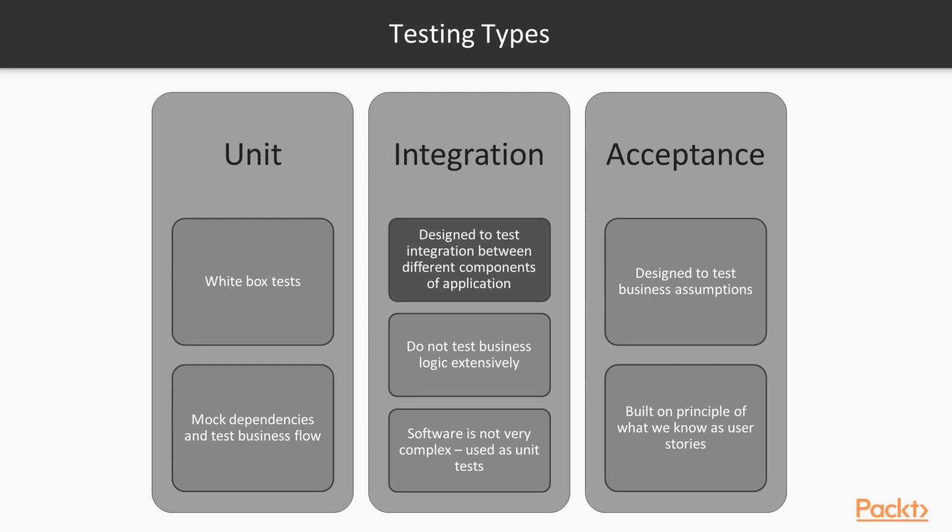These are designed to test the integration between different components of an application, and they do not test the business logic extensively. Sometimes, when the software is not very complex, the integration tests are used as unit tests. Another test is the acceptance tests. They are designed to test business assumptions. These are usually built on the principle of what we know as user stories, describing situations with the style of being given an assumption. Every test has a different objective, and they work well together.